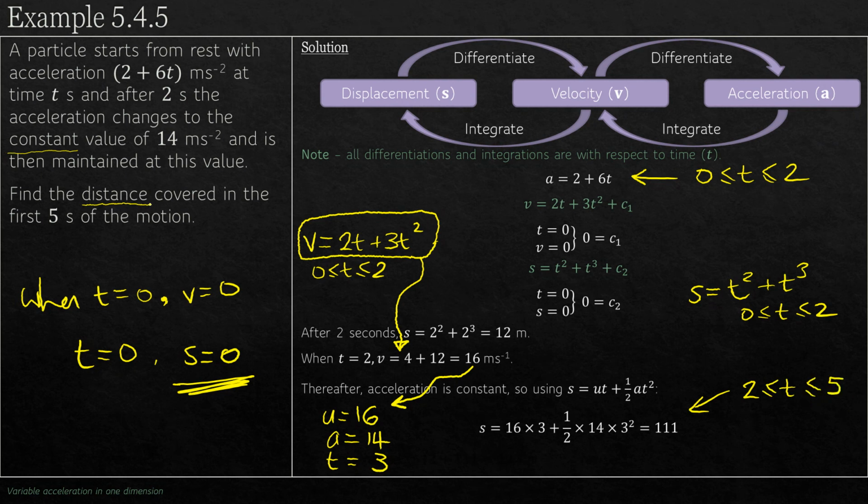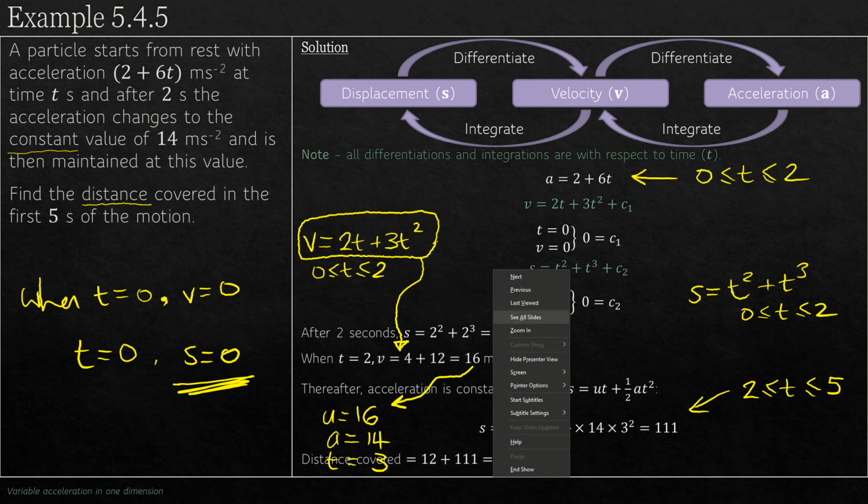So to answer the question, the distance covered in the first 5 seconds of the motion is going to be the sum of these two distances, the 12 meters plus the 111 meters. So the distance covered is 123 meters altogether.